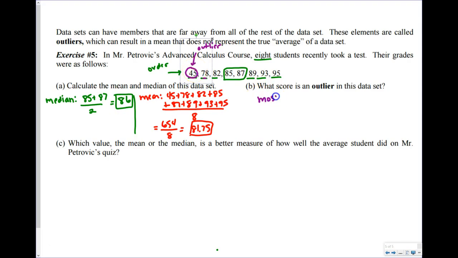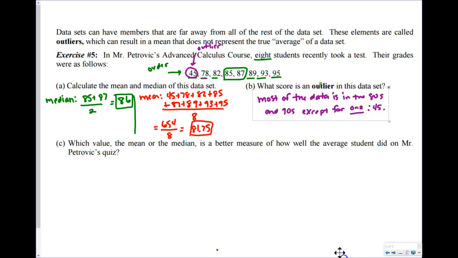Most of the data is in the 80s and 90s, except for one, the 45. This is called an outlier. Oops, I spelled it right. This is called an outlier. It's a number that lies outside the normal part of the data.